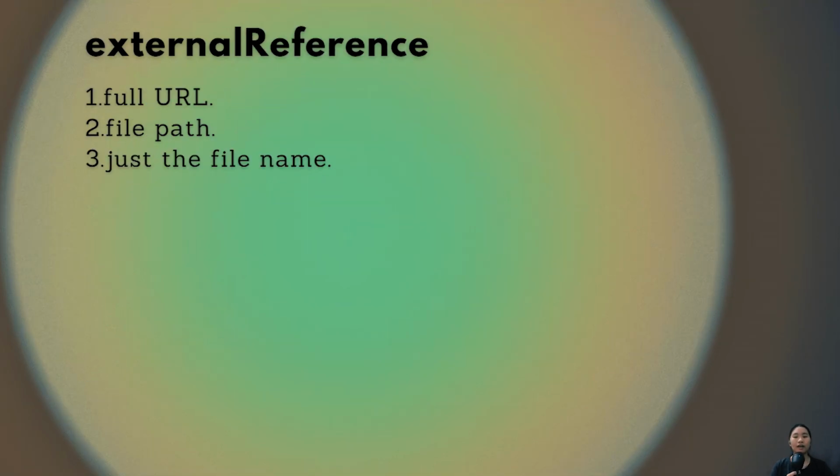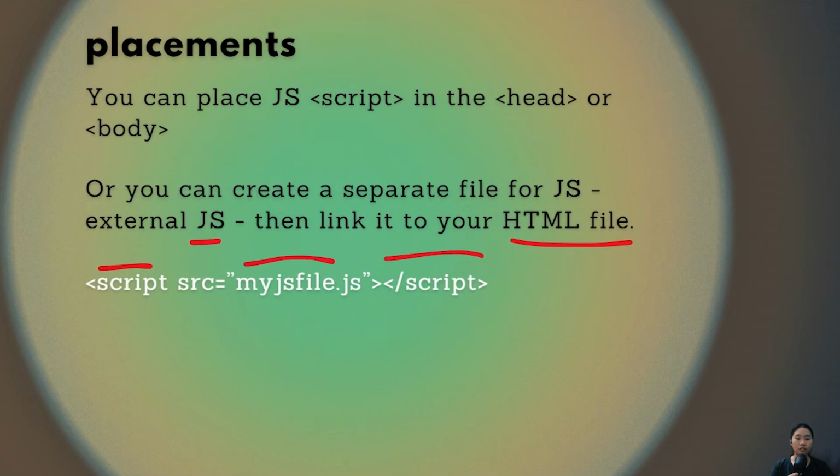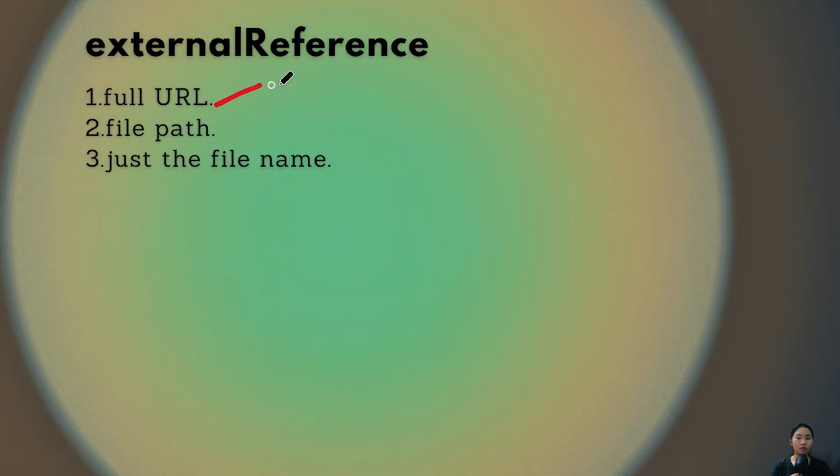Last but not least, how can you reference an external JavaScript file? Now, I'm mentioning specifically about this statement right here. How can you reference, or the different ways, different values that you can use for the script tag in order to link the JavaScript file to the HTML file? You can do it using the full URL. If the JavaScript file is online, you can just copy and paste that.